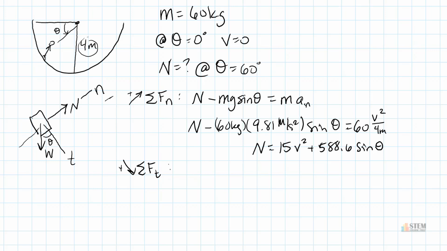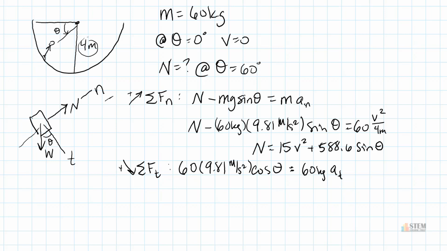All right, so in the tangential direction, we're going to have our weight component. So it's positive. It's going to be the mass, which is 60 kilograms, times the 9.81 meters per second squared, and then we're going to have cosine theta. And then that has to equal the mass, which is 60, times your tangential acceleration, which right now I have no idea what that is.